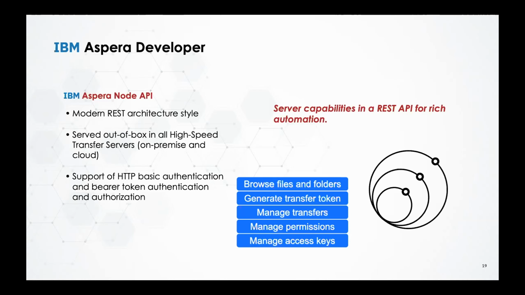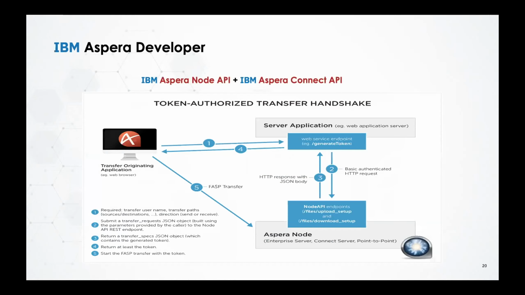And there are also the access keys. So you can have a single folder, and then you can define different permissions or access levels for different users using the access keys. But we'll talk more about transfer token generation and also about browsing files and folders later during this meeting.